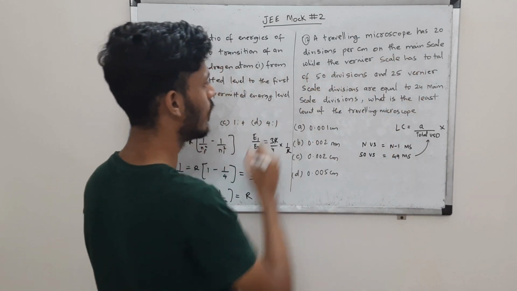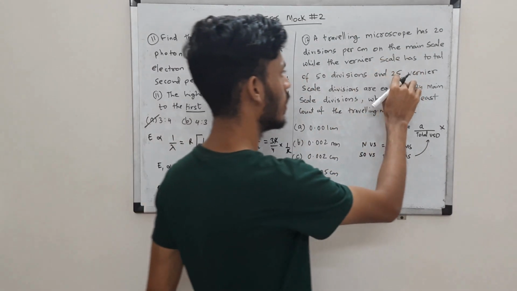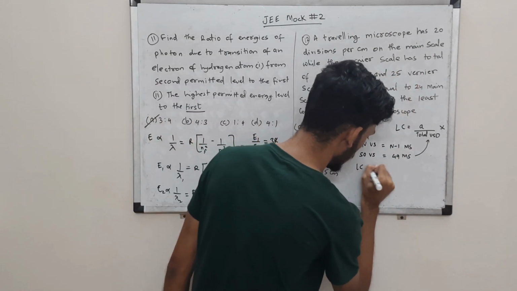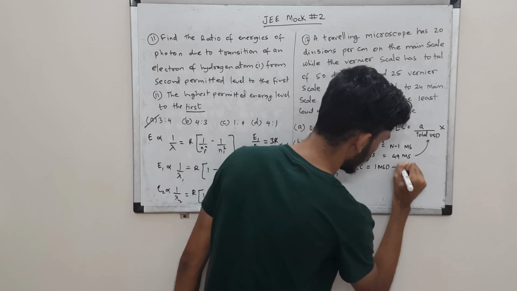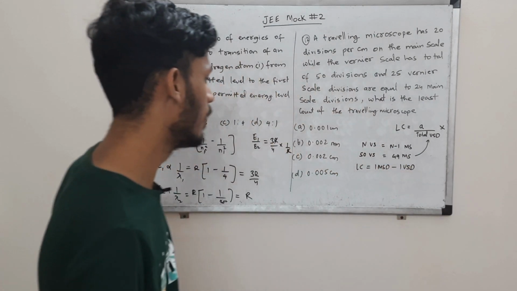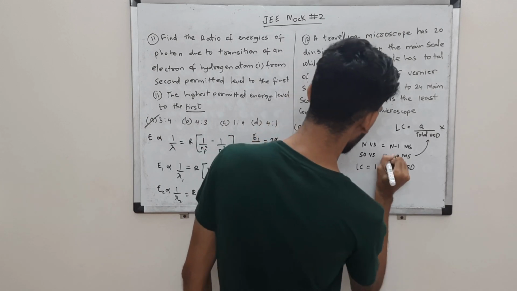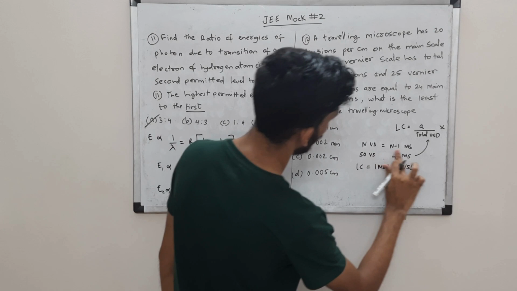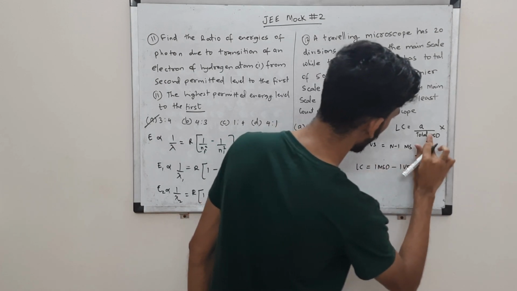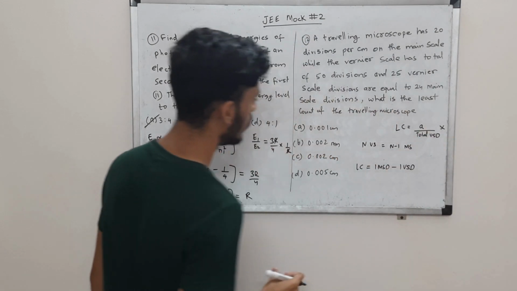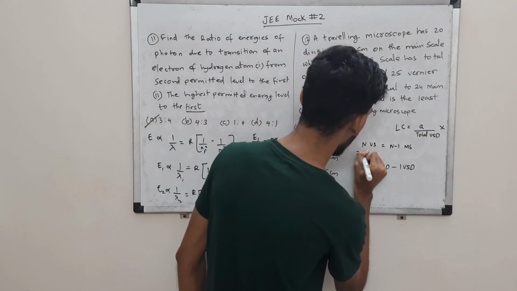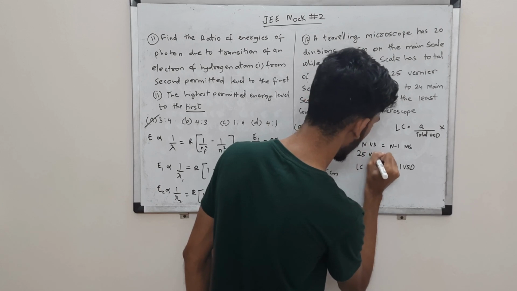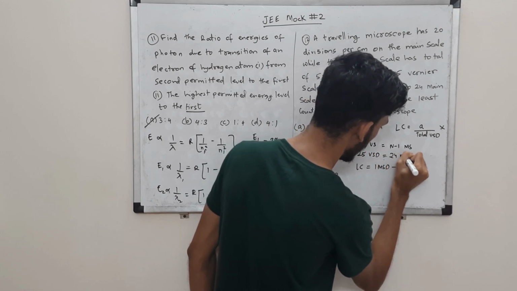Here we have 25 and 24. 25 is not the last division on the vernier scale. So what is the least count formula? In general, it is 1 main scale division minus 1 vernier scale division. So you get the point, right? We cannot use that special formula. We are given that 25 vernier scale divisions equal 24 main scale divisions.